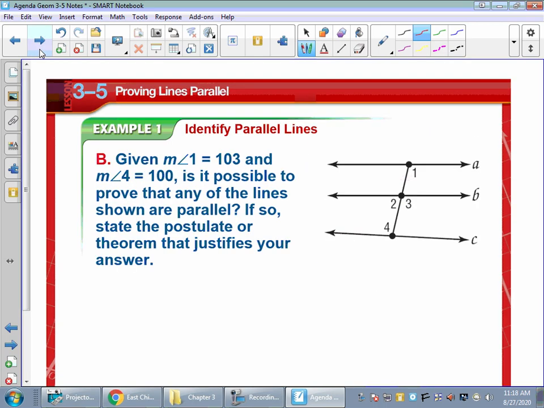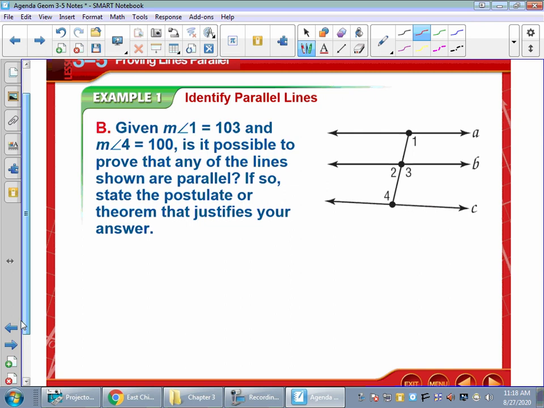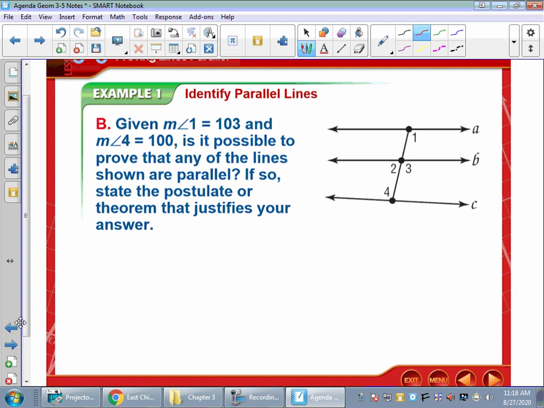Be careful here, because there might not be a way to prove it. So looking at this one, given that angle 1 is 103 and angle 4 is 100, is it possible to prove that any of these lines are parallel? If so, state the postulate or theorem that justifies it. Well, they might have some relationship, but they're not equal, they're not congruent, so I would say no on this one. There's no proof. Could there be lines that are parallel here? There could be, but we cannot prove it with a theorem.